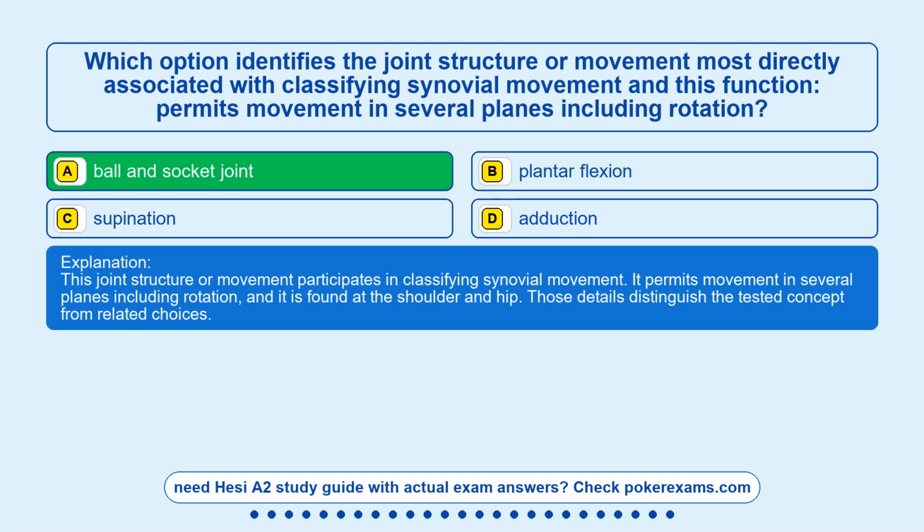This joint structure or movement participates in classifying synovial movement. It permits movement in several planes including rotation, and it is found at the shoulder and hip. Those details distinguish the tested concept from related choices.